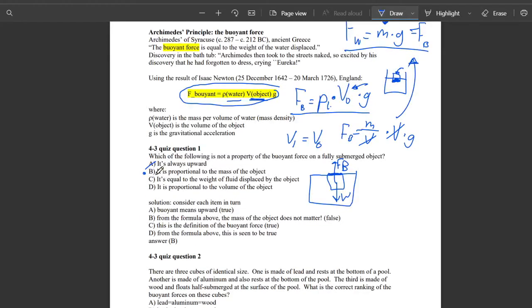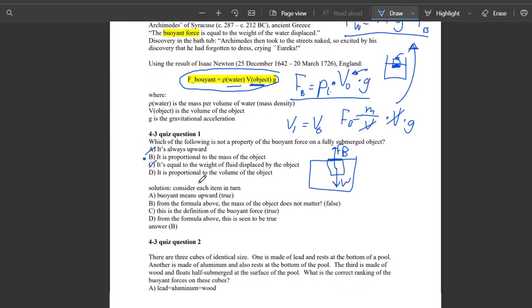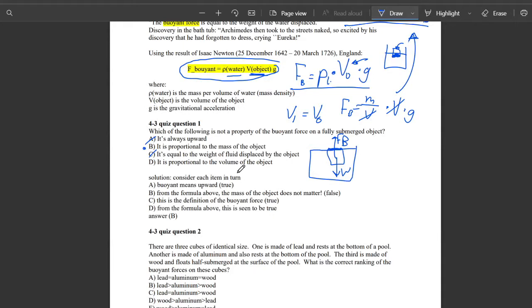So, yes. And we also said that the weight force of the water displaced is equal to the buoyant force. It is proportional to the volume of the object. Well, in this equation here, we have volume of object intrinsically within the equation. So that means it must be important, meaning that D is false and B is the only correct answer.